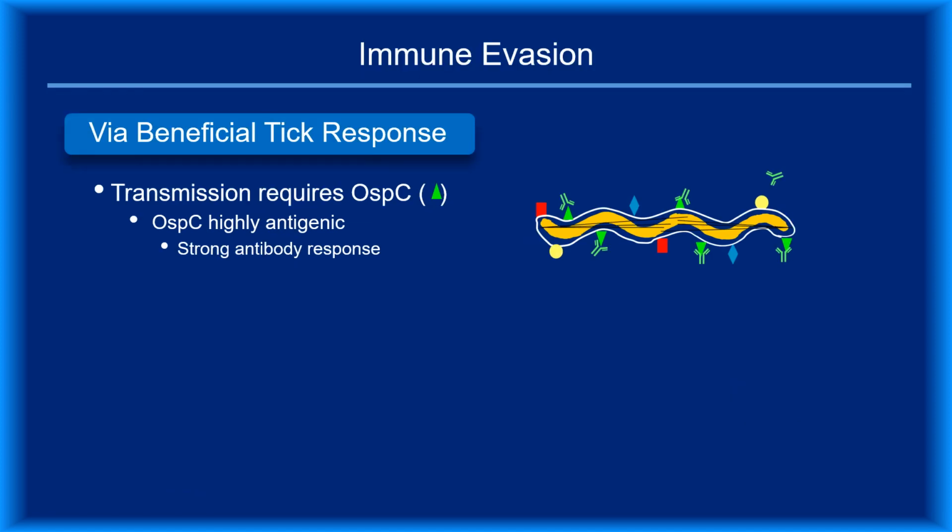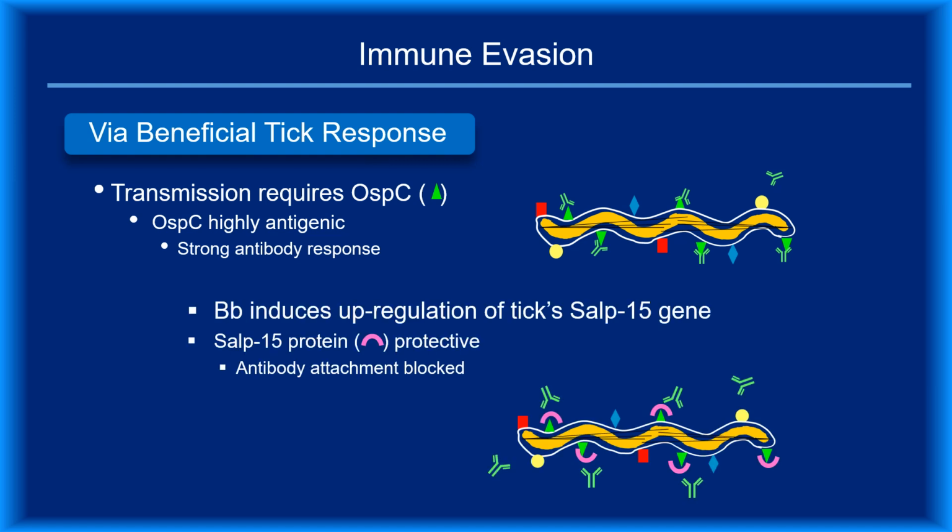In the immediate post-transmission period, Borrelia burgdorferi can evade circulating antibodies with the help of a specific tick salivary protein. To establish mammalian infection, the bacteria must express outer surface protein C on its outer membrane. However, this protein is highly antigenic, and circulating antibodies would easily recognize it and attach to the pathogen, as seen here. B. burgdorferi is able to prevent this from happening.